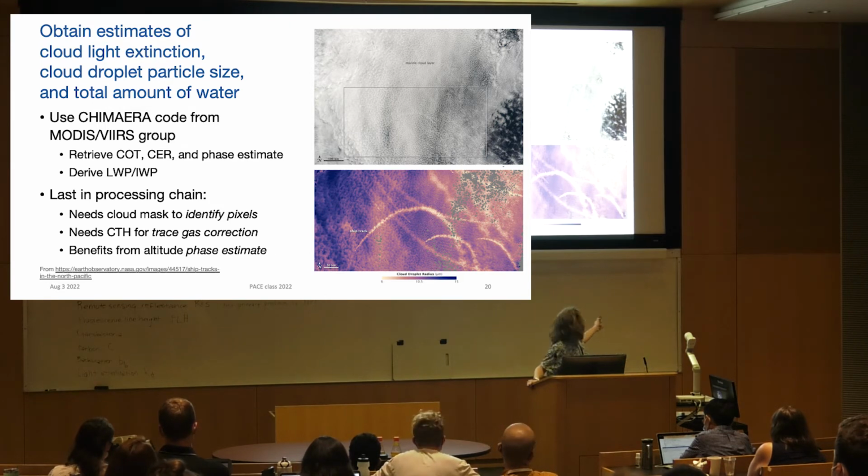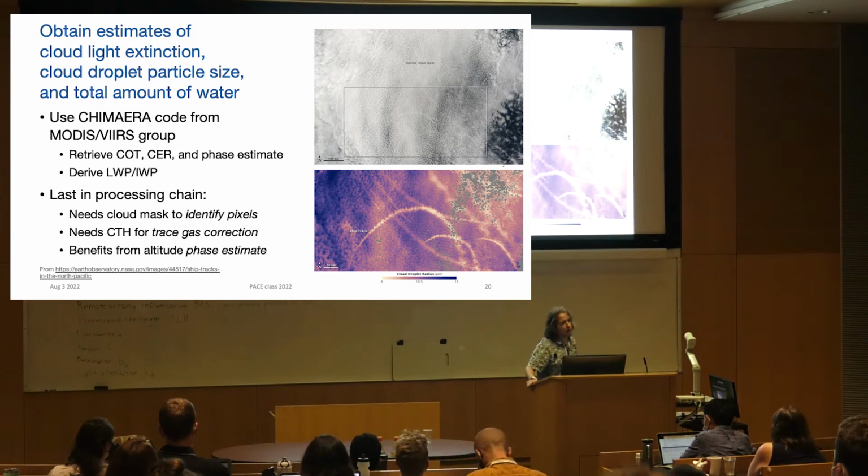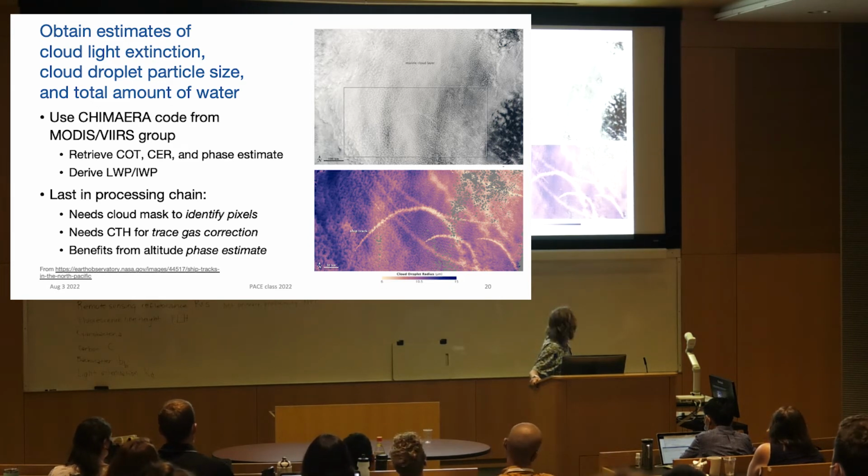On the right-hand side here is a MODIS image of a marine stratocumulus deck. I think it's somewhere in the Pacific, though I'm not sure. And on the bottom is a map of the cloud droplet radius retrieved from MODIS. And what's fun about this is these streaks are where ships go. So the ship's exhaust pumps out a lot of water and a lot of aerosols, and this affects the clouds.